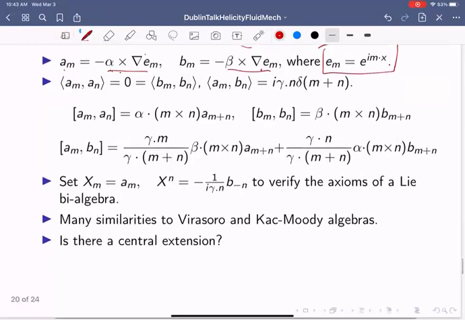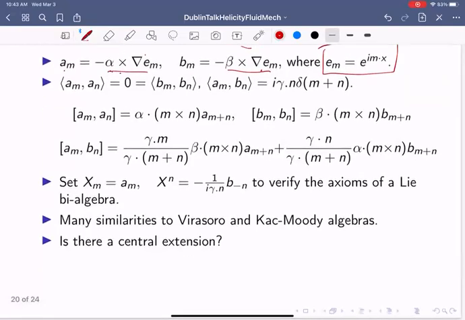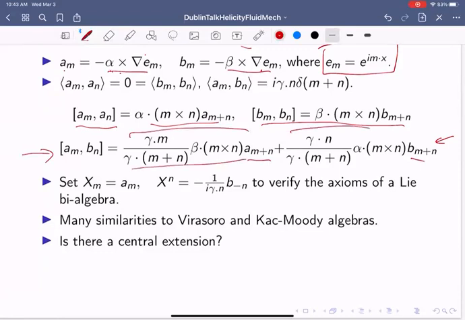So now it is a matter of straightforward but tedious calculation to verify indeed that the commutator of A's is closed among the A's. The commutator of B's is closed among B's. Actually, that is pretty straightforward. The tedious part is to verify the mixed commutators. The commutator of A with B is a linear combination of something involving A and something involving B. And the coefficients are exactly what you want.